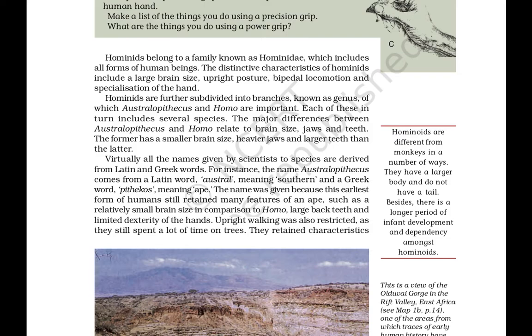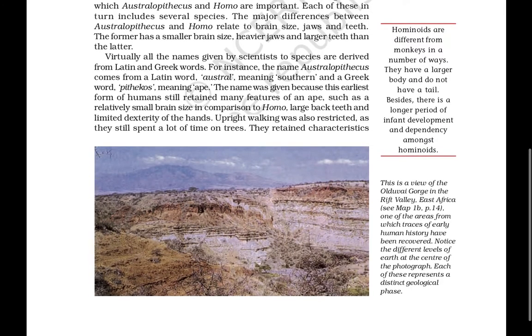Virtually all the names given by scientists to species are derived from Latin and Greek words. For instance, the name Australopithecus comes from a Latin word, austral, meaning southern, and a Greek word, pithekos, meaning ape. The name was given because this earliest form of humans still retained many features of an ape, such as a relatively small brain size in comparison to Homo, large back teeth, and limited dexterity of the hands. Upright walking was also restricted as they still spent a lot of time on trees. They retained characteristics.